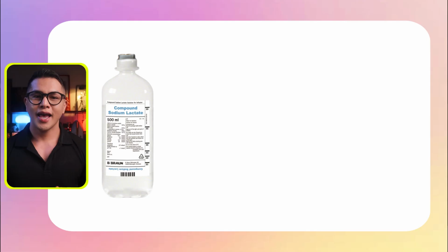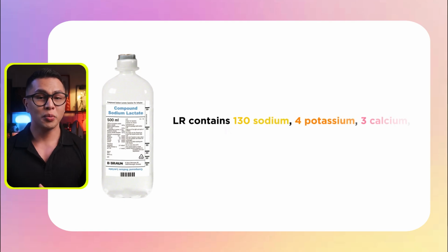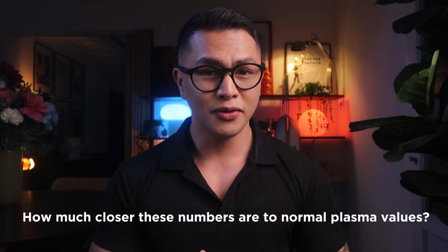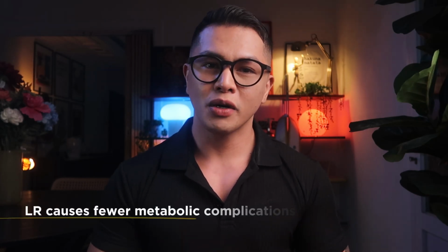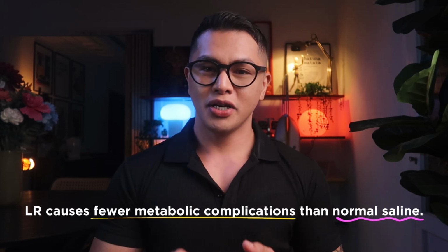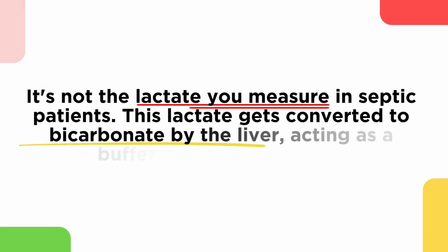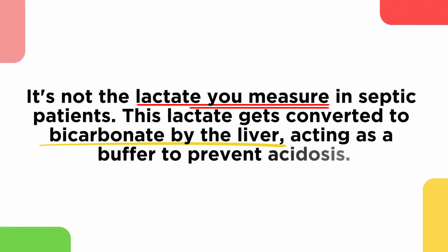Now, let's talk about lactated ringers, my personal favorite for most situations. This is what we call a balanced fluid because it more closely resembles your patient's actual plasma composition. LR contains 130 sodium, 4 potassium, 3 calcium, 109 chloride, and 28 lactate. Notice how much closer these numbers are to normal plasma values? This is why LR causes fewer metabolic complications than normal saline. But here's the key point about that lactate. It's not the lactate you measure in septic patients. This lactate gets converted to bicarbonate by the liver, acting as a buffer to prevent acidosis.